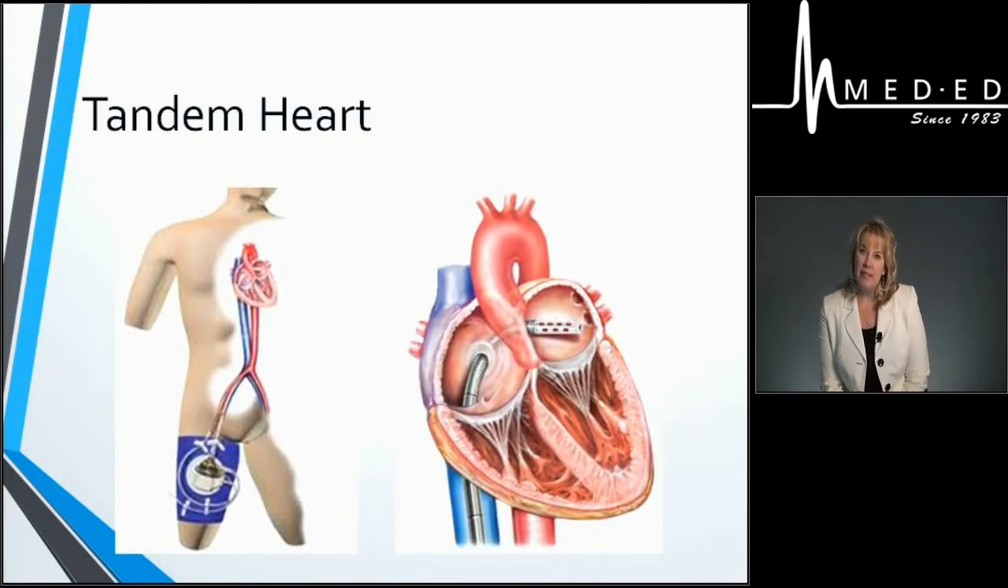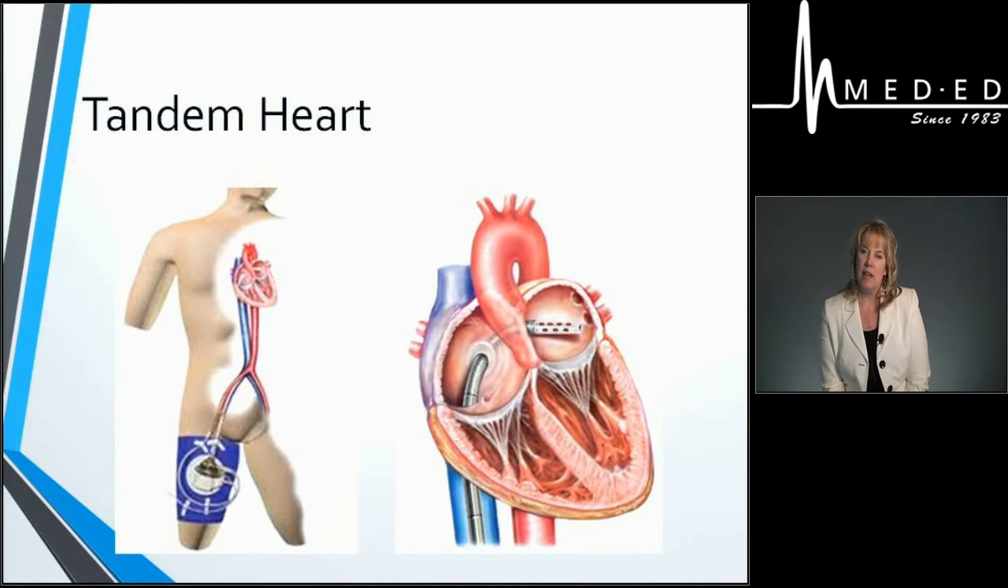Some of the devices, these next few devices are considered short-term support, and this first one is called a Tandem Heart. It is basically inserted through the femoral vein, and it goes up into the right atrium. They create a perforation through the septum, and so then the device is over on the left atrium. So again, it's designed to be a short-term circulatory support.